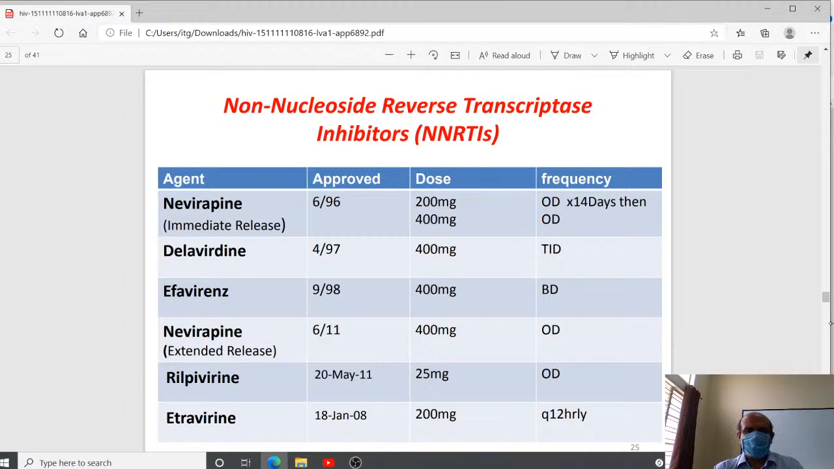Non-nucleoside reverse transcriptase inhibitors. These are the agents.